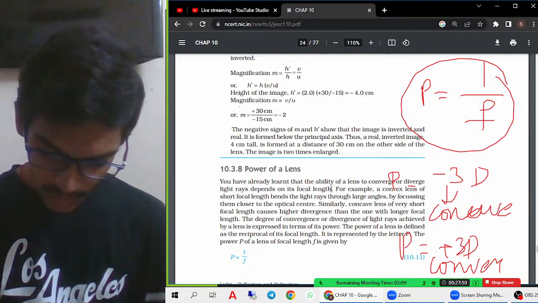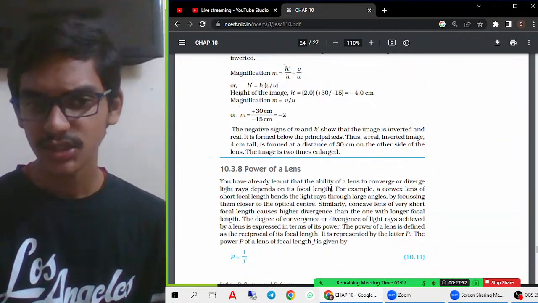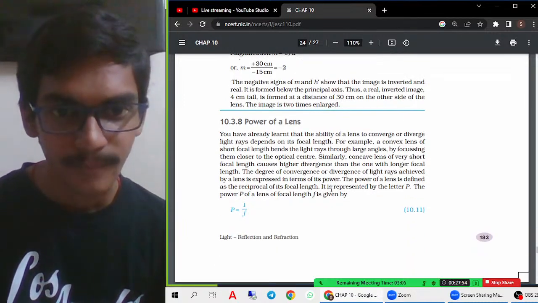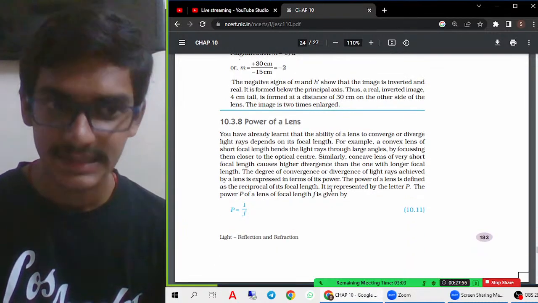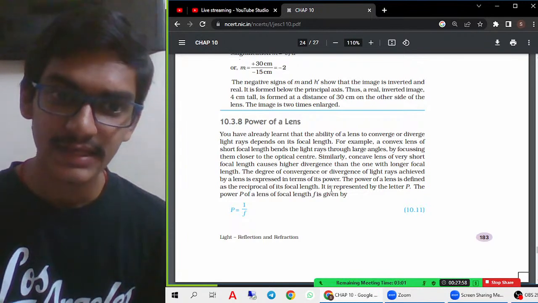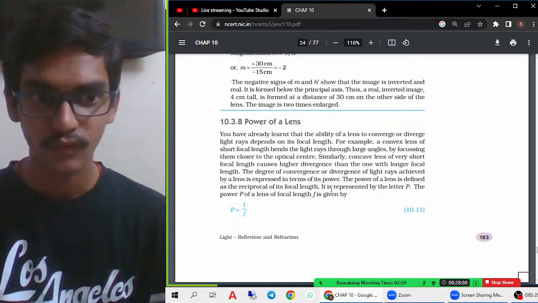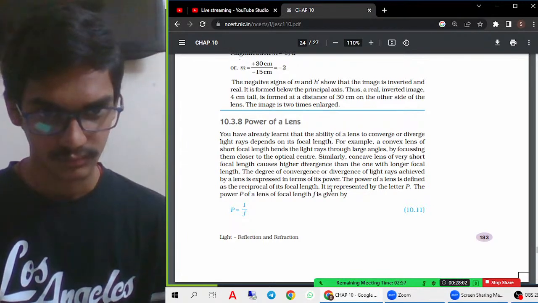For example, let us solve some questions as well. A convex lens of a short focal length will bend the light rays through large angles by focusing them closer to the optic center.